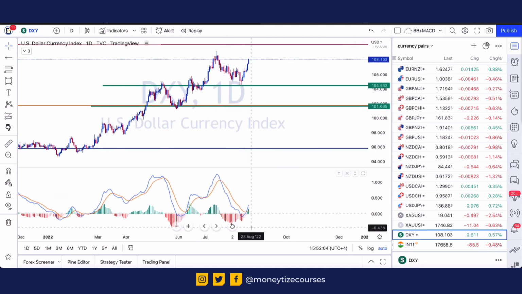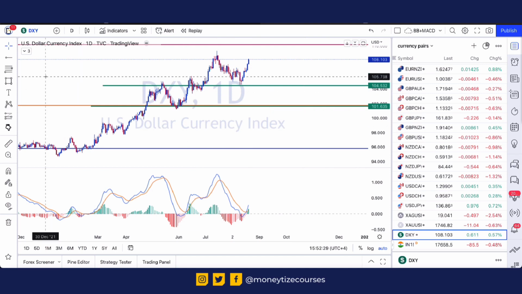On the daily, the MACD has turned bullish again with a bullish cross to the upside. So everything is hinting towards the next higher level. And the next higher level, as per the Fib retracement, is 110. Currently, the dollar index is around 108.10. So we still have a good room to the upside.